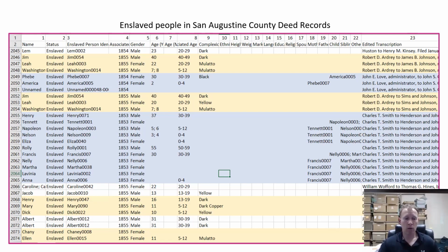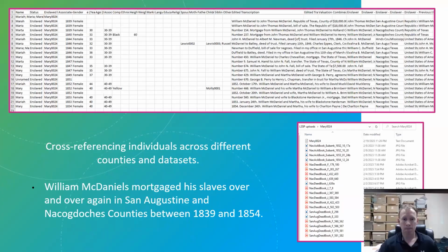And then what I'll be doing, once I finish all the metadata work, is start to cross-reference, saying, okay, this is the same person. The person in this record is also the person in this other record, so they're the same person, and I'm putting those records together. So yes, cross-referencing individuals across different counties and data sets.